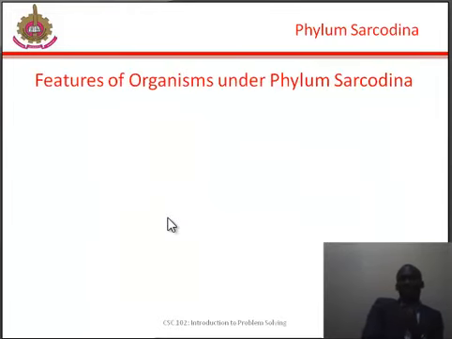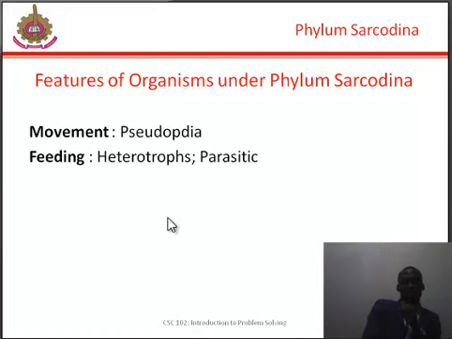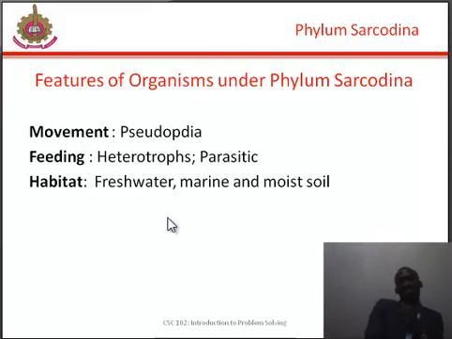Organisms under phylum Sarcodina have different features. Some of the features are the following. They move with the help of an organ called pseudopodia. This pseudopodia is also used for feeding. Sarcodines feed heterotrophically, and also some sarcodines feed parasitically. Some sarcodines live in fresh water, while some live in marine water, and some live in moist soil.